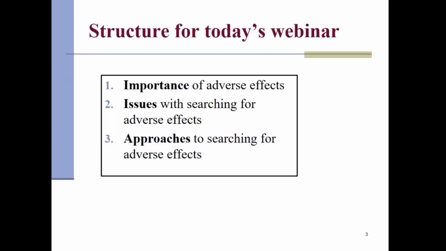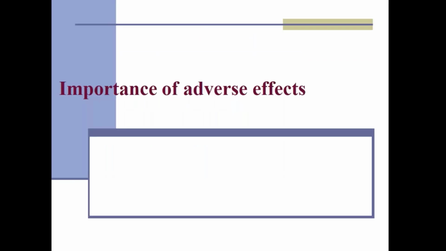So for today, I was going to talk about three different aspects, all of which are covered in the chapter 19. The first of which is the importance of adverse effects. Secondly, the issues with searching for adverse effects that are specific to adverse effects. And lastly, to look at approaches to searching for adverse effects, particularly those that I would recommend. So if we begin by thinking about the importance of adverse effects.